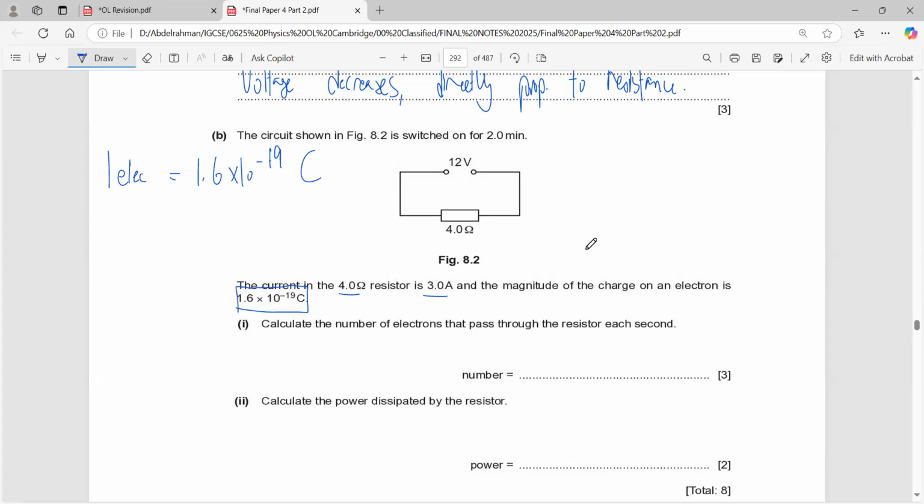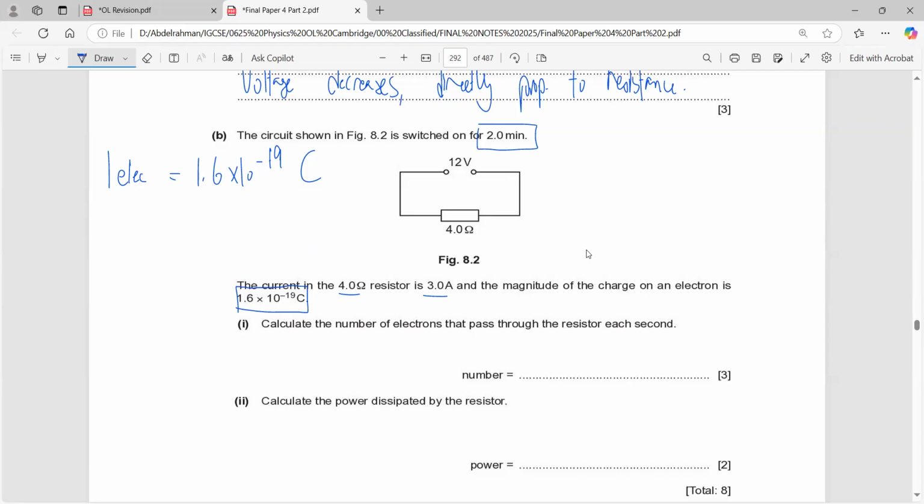It's switched on for 2 minutes. Calculate the number of electrons that pass through each second, each 1 second. Can I find the charge in each second?